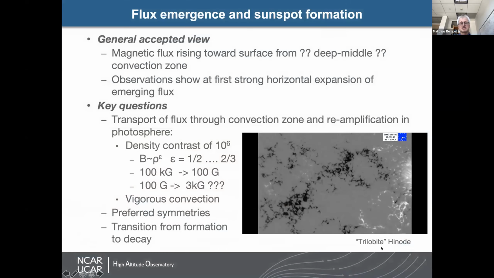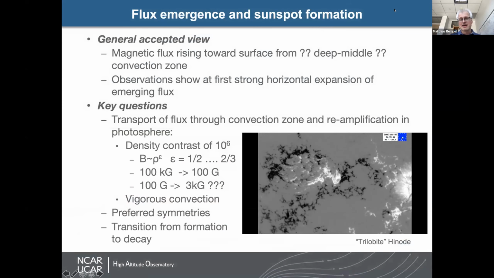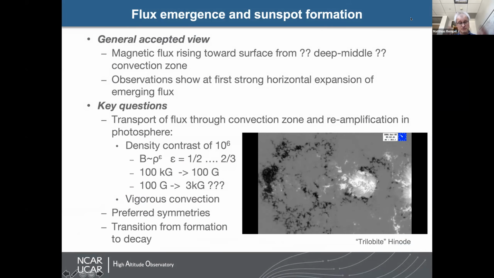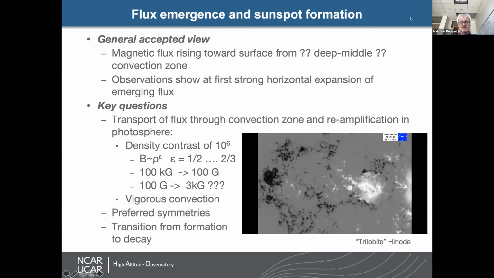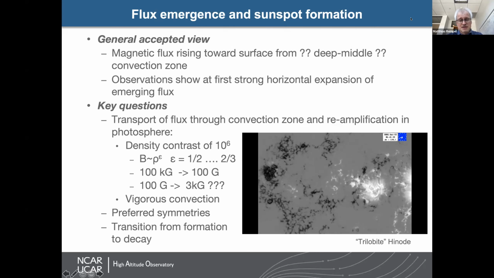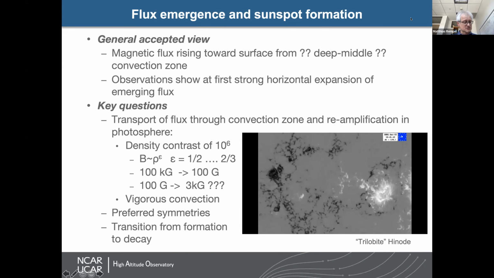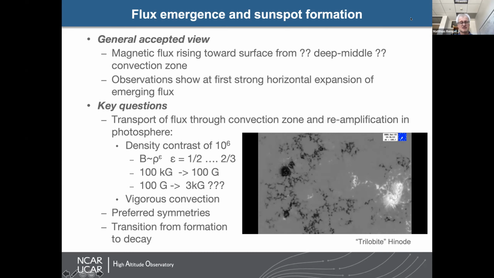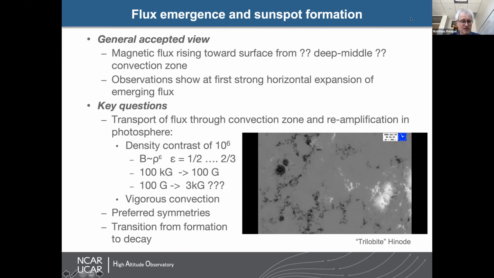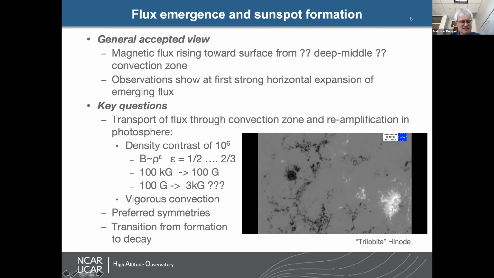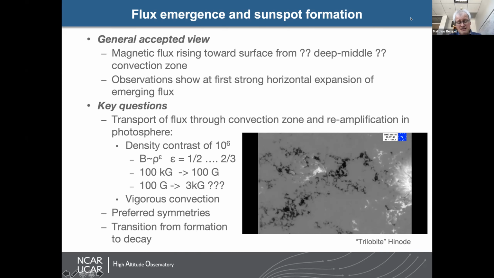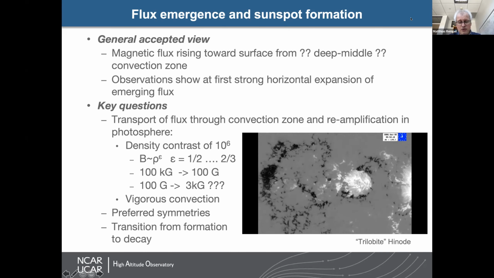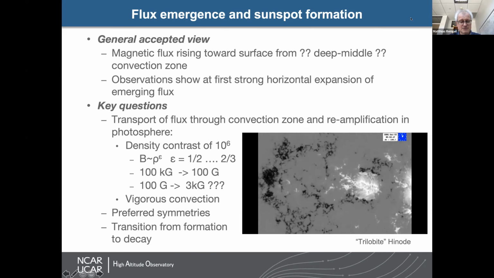So I guess the generally accepted view of flux emergence is that we have magnetic flux rising from somewhere in the deep to middle convection zone towards the surface. The reason for that is that observations show in the beginning a very strong horizontal expansion of the emerging flux, which is of course a reflection of the fact that the convection zone is heavily stratified. We have a density contrast of 10 to the 6. And flux emergence is pretty much about moving the magnetic field through the convection zone, but leaving all the mass behind. And there's a lot of mass to be left behind.